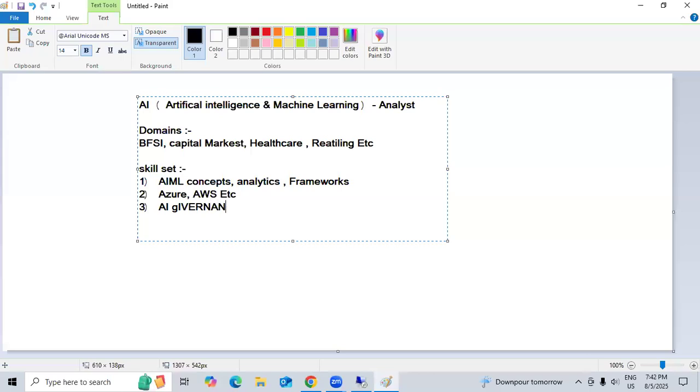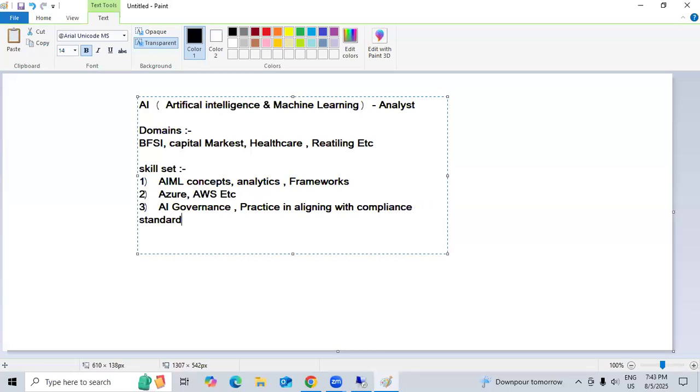Next, we must have an understanding of two different things. One is knowing about AI governance, artificial intelligence governance. At the same time, we must have some understanding of different tools, and of the practices we follow in aligning with compliance standards. AI governance and practicing in alignment with compliance standards is also needed as of now for analyst positions.